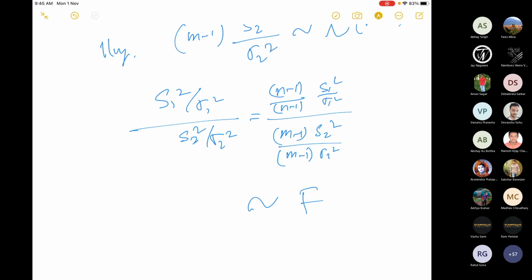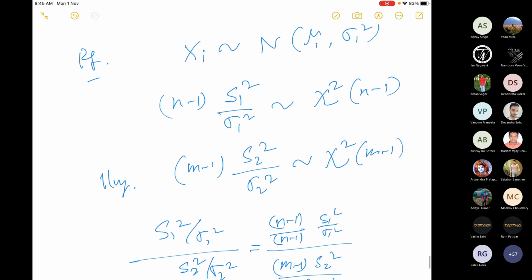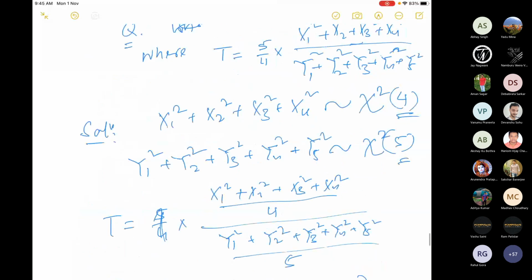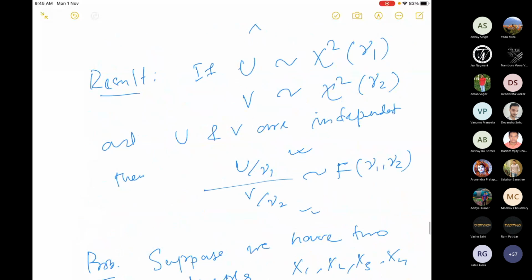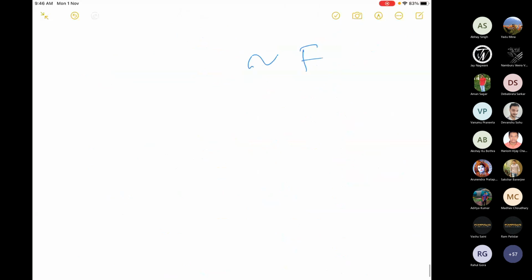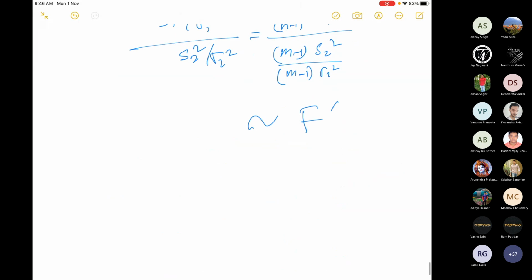And this is F. Why? Because the ratio of chi squares, each divided by its degrees of freedom, is F, as we said earlier: U is chi square divided by its degrees of freedom, V is also chi square divided by its degrees of freedom, then U over V is F. So this is F with n minus 1 and m minus 1. This result will also help us to solve certain problems.